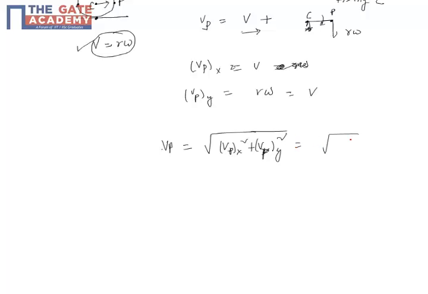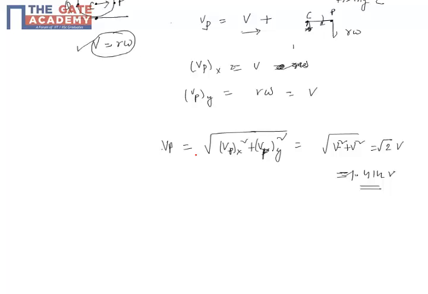That is root of v square plus v square, that is root 2 v, and root 2 is 1.414 v. So this is the answer. If you had taken the point q as well, the v would be the same, but r omega would have come vertical, and you would have got v_qx as v, whereas v_qy would have been minus r omega, which would be minus v. But when you take the resultant, it becomes the same thing.